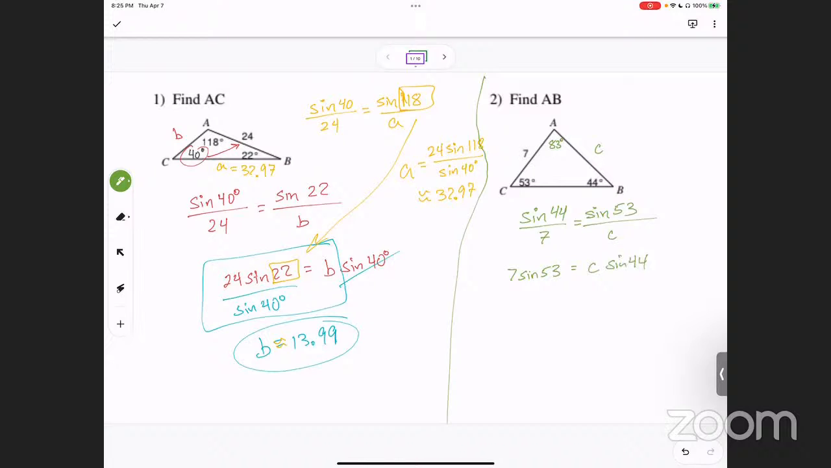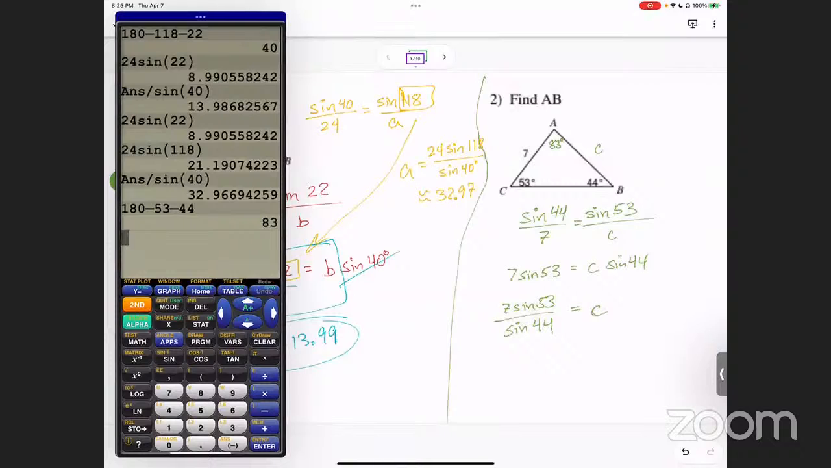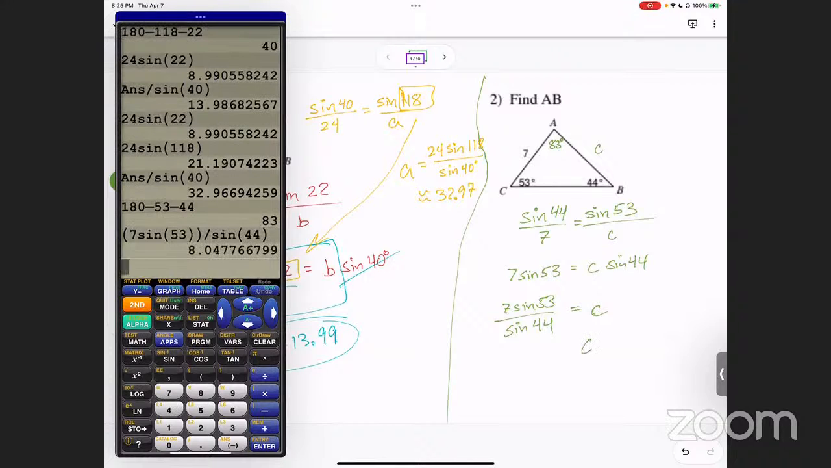I'd cross multiply, and then like he said, you divide both sides by the sine of 44. Yeah, I just put that all together. Totally fine, and that's what I do too. I just don't want to confuse anyone else that might not know that. So now you just plug that into your calculator and get C. Plug and chug. 7 sine of 53 divided by sine of 44. And there's your answer. So C is approximately 8.05.